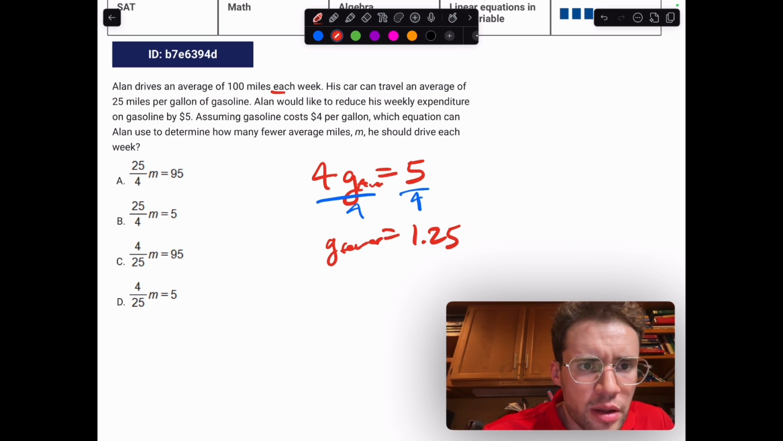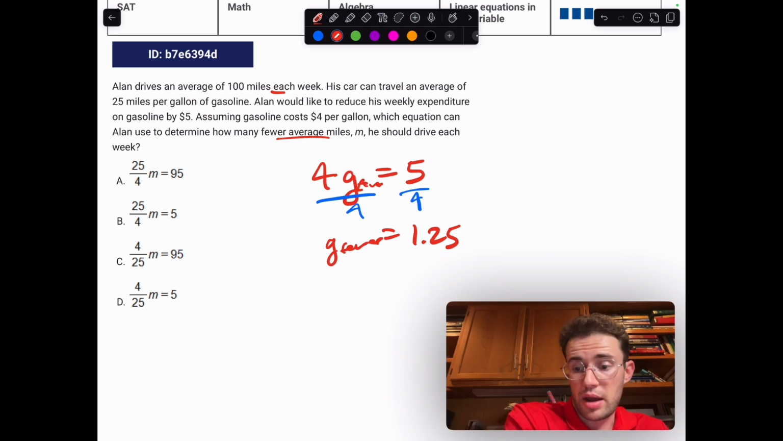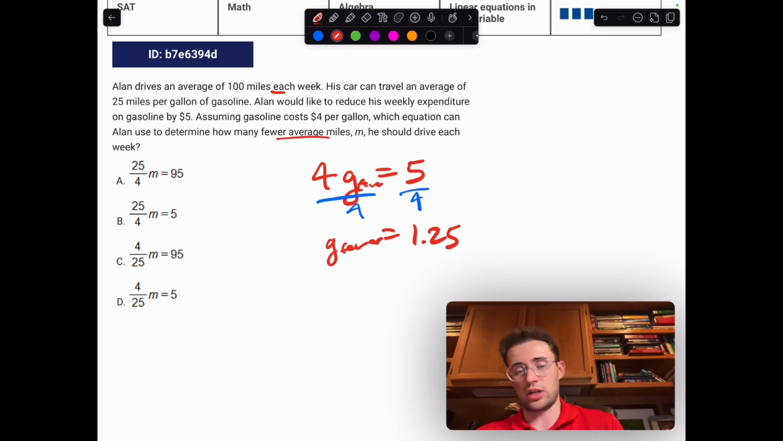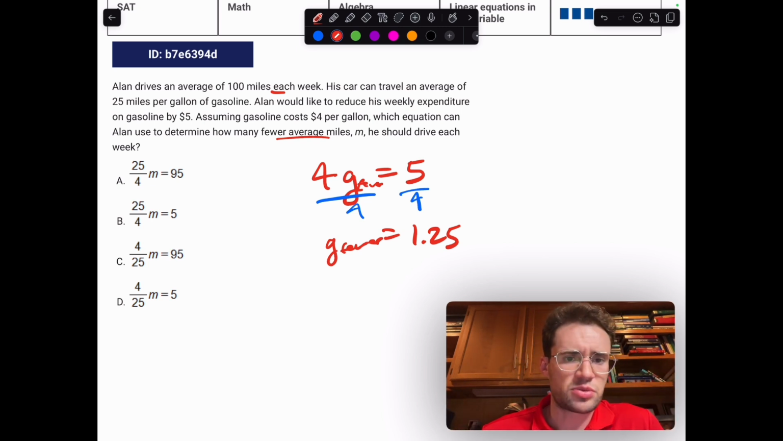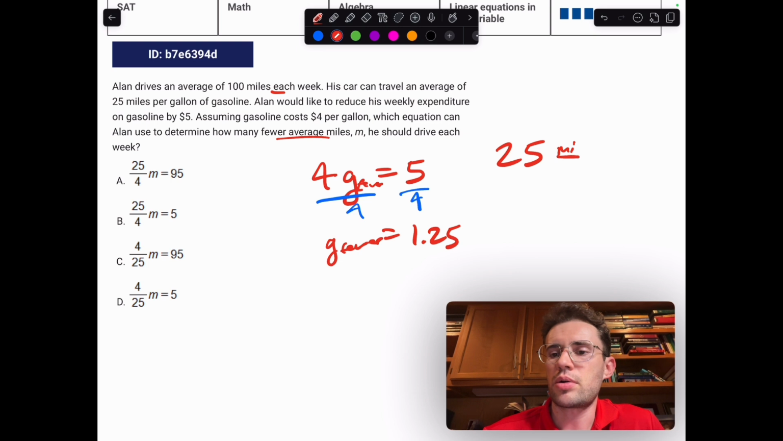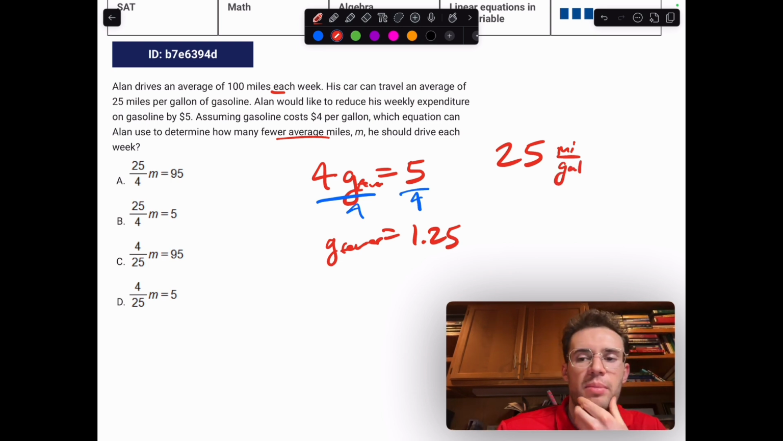Now, Alan drives an average of 100 miles per week. I don't think that will actually matter. How many fewer average miles should he drive? Because if they wanted to say how many total miles should he drive to reduce, then it would be 100 minus the amount or whatever. It's just how much do you want it to go down? And it's 25 miles per gallon. So you need to figure out how many miles fewer.